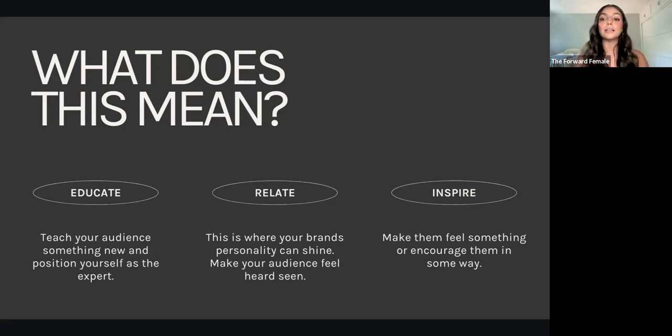Then inspire is the 3rd one. We want to make them feel something, encourage them in some way, make them walk away with something new, some sort of feeling. And I'll kind of explain how we can incorporate all of these into one. A lot of times these different topics are going to overlap, and you want them to. You want to touch on all of these topics as much as you can within your content.